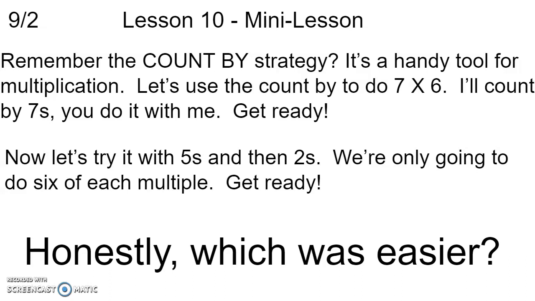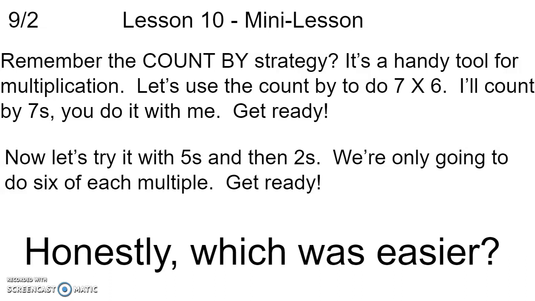Okay, now let's try it by 2s. Hold up your 6 fingers because we're doing 2 times 6. We're going to use the count by strategy using multiples of 2. Ready? 2, 4, 6, 8, 10, 12. All right, so we just figured out that 2 times 6 is 12 using the count by strategy for the friendly number 2.